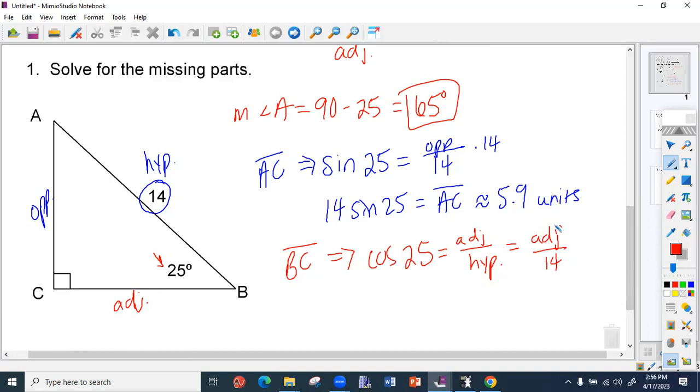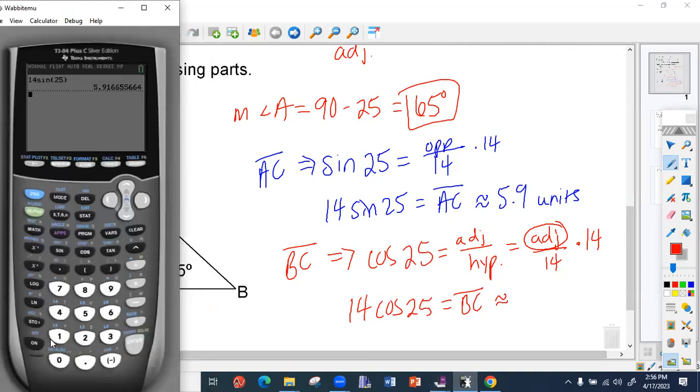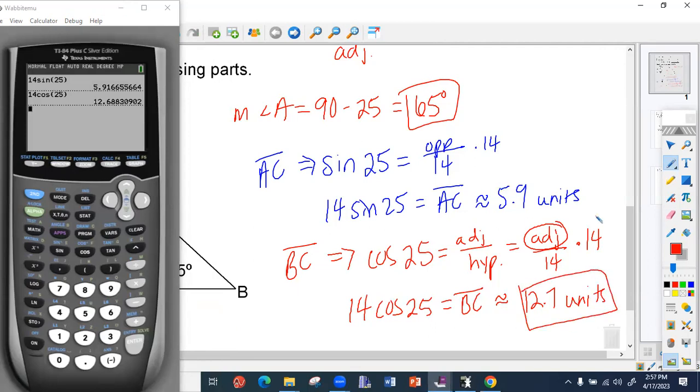If we want to get our adjacent by itself, what do we need to do? We're going to multiply by 14. So when we multiply by 14, we get 14 cosine of 25, which is going to tell us the measurement of BC. So we go to our handy dandy calculator, and we do 14 cosine 25. And what do we get? 12.7 units. And there are the two unknown sides.